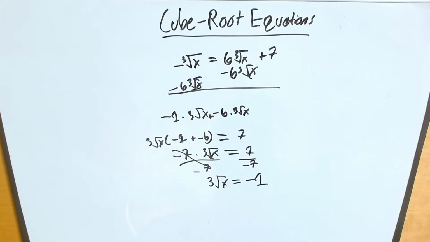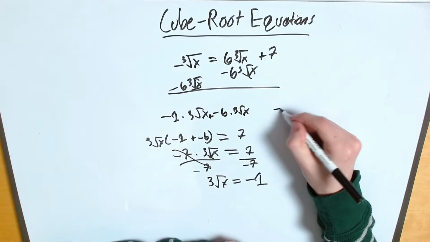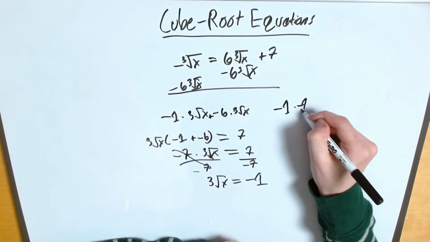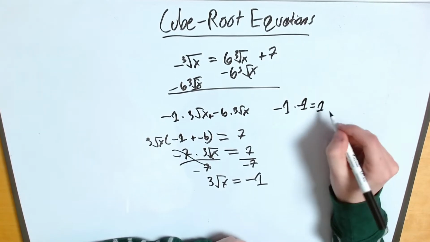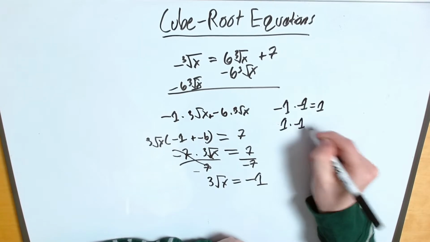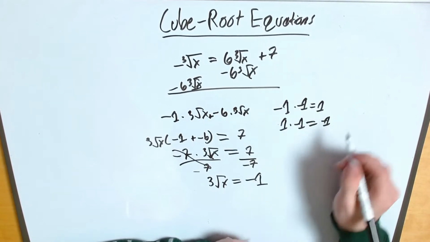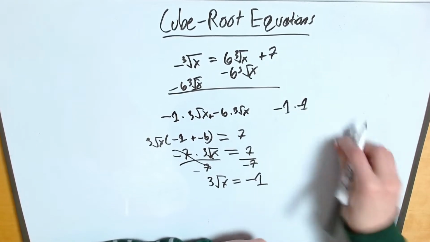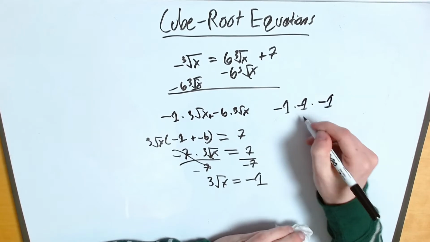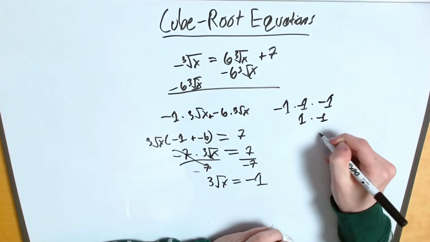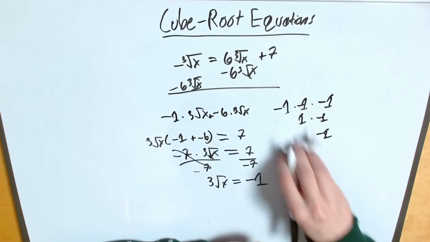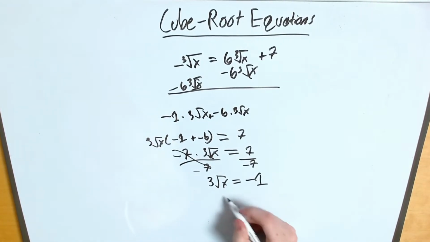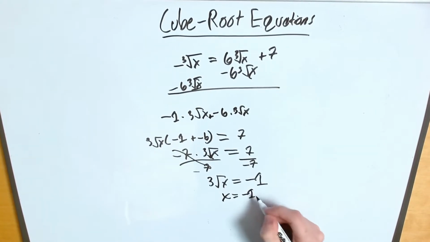Now I think, what do I multiply by itself 3 times to get negative 1? And the answer is negative 1. Negative 1 times negative 1 is 1. 1 times negative 1 is negative 1. So if I multiply negative 1 by itself 3 times, negative 1 times negative 1 times negative 1, I get 1 times negative 1, or negative 1. So my x in this example is negative 1.